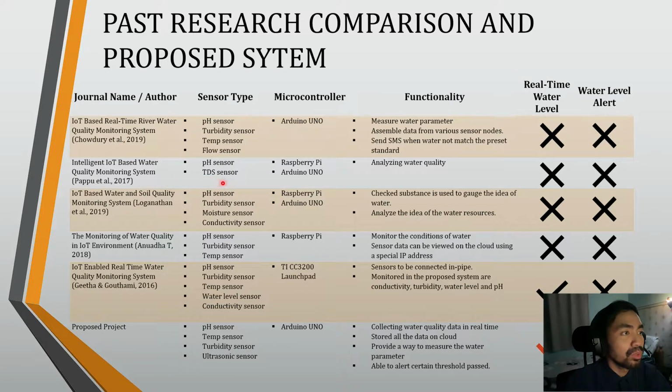The second journal is called intelligent IoT-based water quality monitoring system. They use 2 types of sensor: pH sensor and TDS sensor. They use 2 types of microcontroller unit, which are Raspberry Pi and Arduino Uno. Their functionality is analyzing water quality.